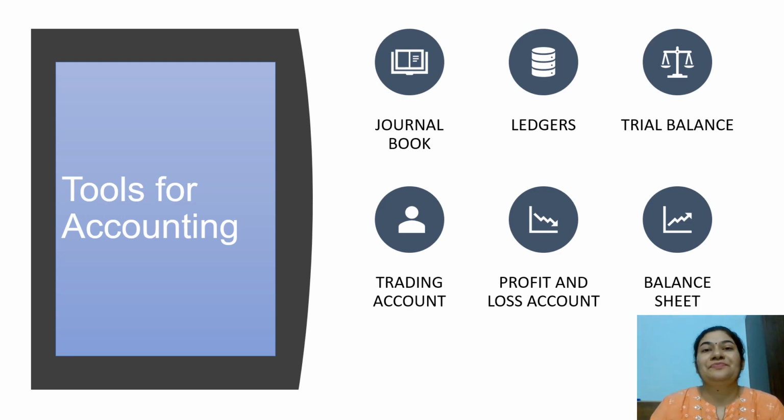As you see, there are tools like the journal book, ledger, trial balance, trading account, profit and loss account, and balance sheet. These are basically the tools through which accounts writing or bookkeeping is done in day-to-day business. Today I'm going to take the first three tools, that is the journal book, ledger, and the trial balance. So let's start.